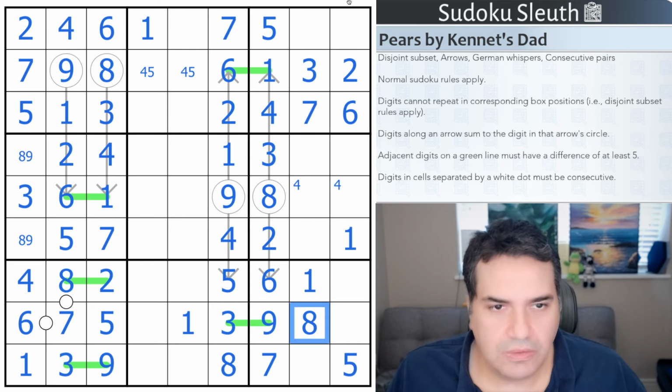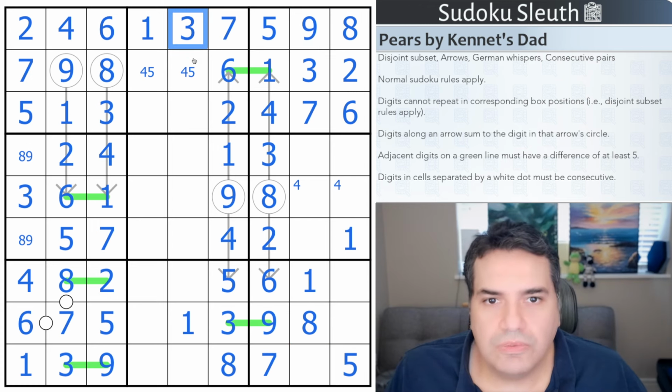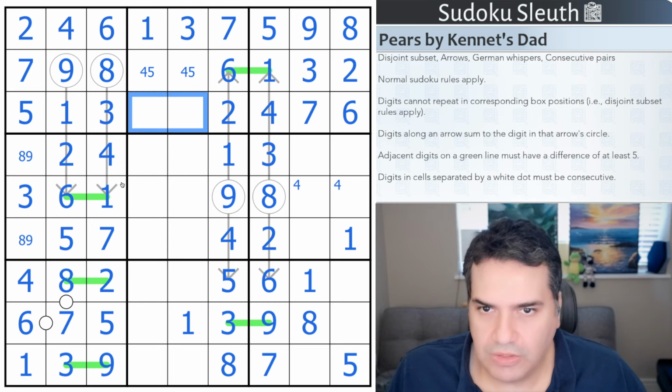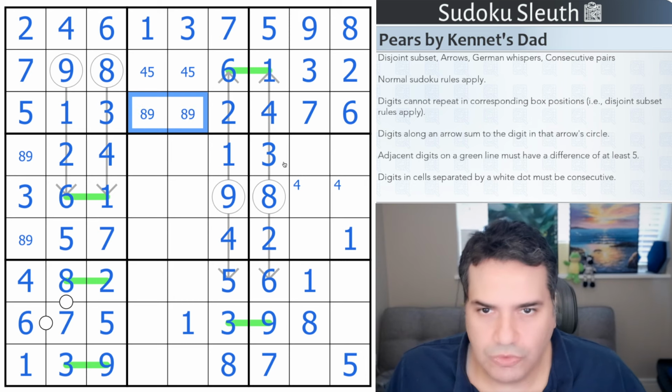8 and 9 in here. That 8 tells us 8 and 9. I need a 3 that can only be in here. I need another 8, 9. And again, checking for disjoint sets. And I'm actually not seeing any. Doesn't mean that they're not there. I'm just not seeing any.